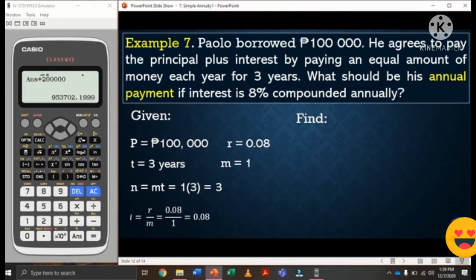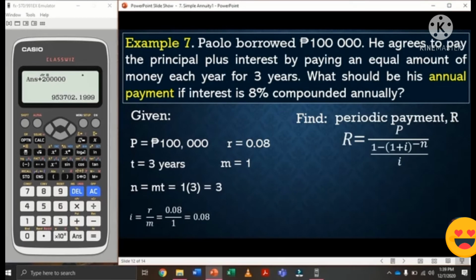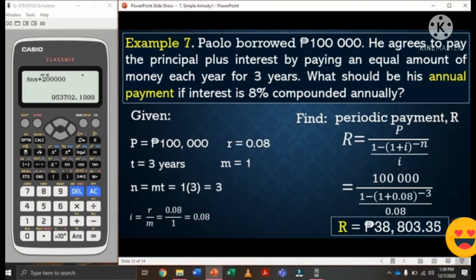Since ang given natin is present value, we're going to use the formula to find the regular payment given the present value. Okay, and that is R is equal to P over 1 minus (1 plus I) raised to negative N, over I. So the answer is, using your calculator, 38,803.35. So anong ibig sabihin yan sa problem? So every year, meron siyang amount na willing to pay, equal amount of money. Okay, so every year, magbabayad siya ng 38,803.35.